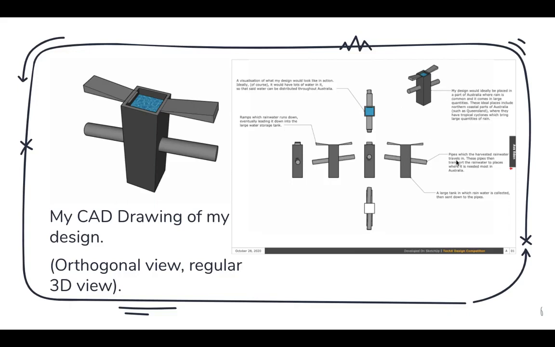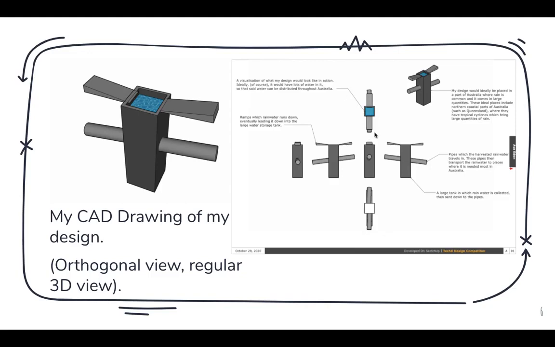Pipes which the harvested rainwater travels in. These pipes then transport the rainwater to the places where it is needed most in Australia. A large tank in which rainwater is collected, then sent down to the pipes. Ramps which rainwater runs down, eventually leading it into the large water storage tank.